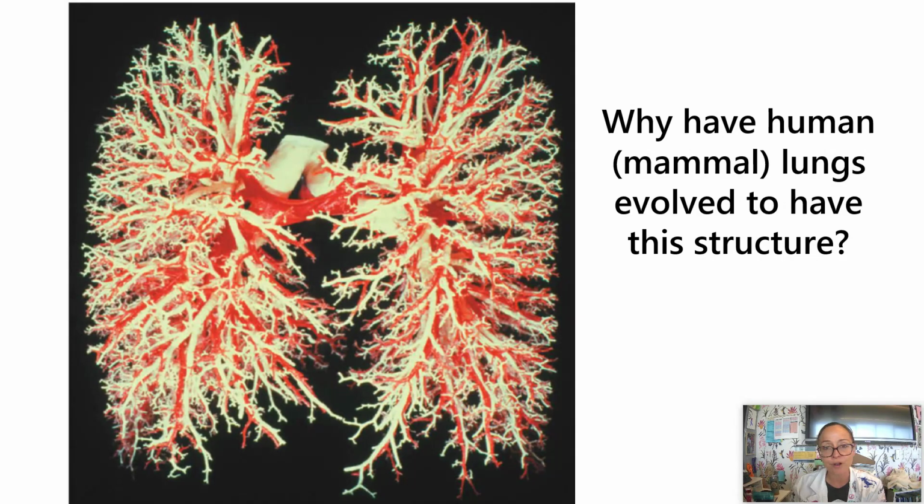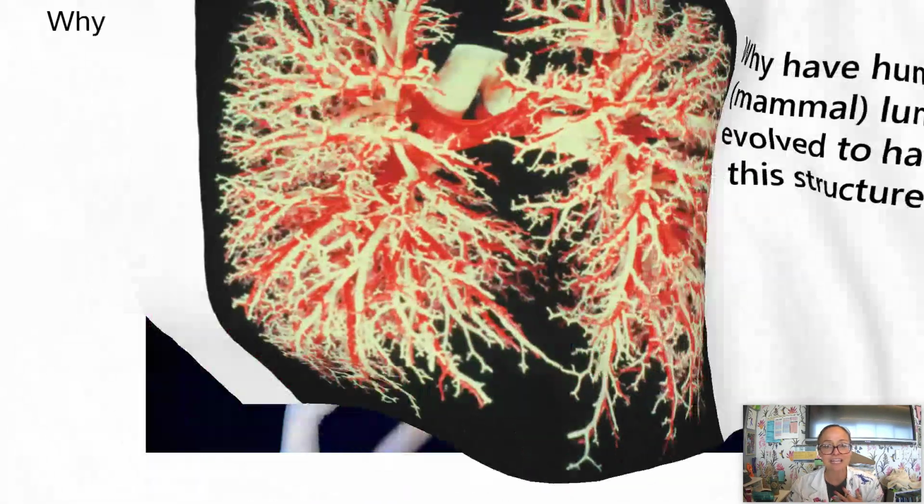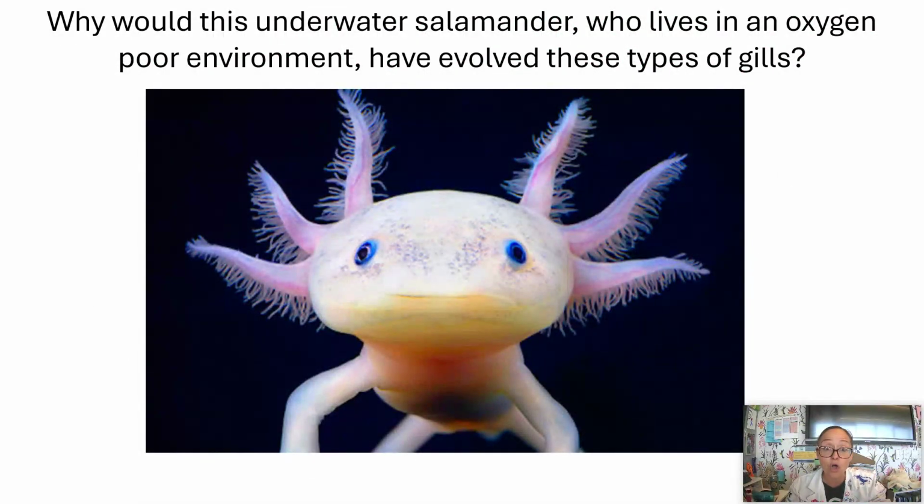Now, not all organisms have internal lungs, right? So this axolotl here is in a very low oxygen environment, right? It lives in waters where there's not a lot of dissolved oxygen. So it has evolved gills on the outside. If you think about how that increases the surface area compared to the volume, it maximizes the diffusion of oxygen that's low in the environment into its circulatory system.